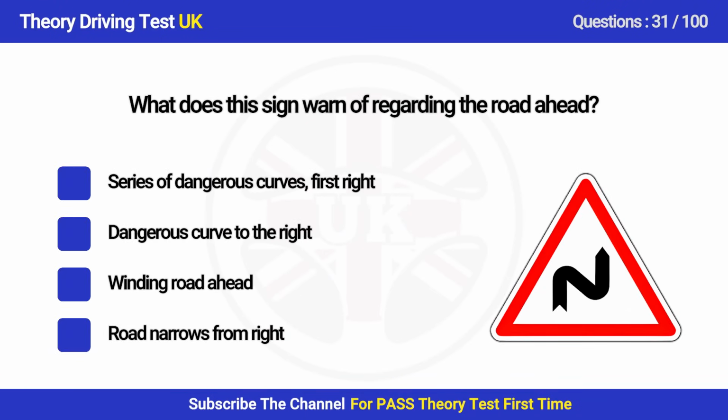Question 31. What does this sign warn of regarding the road ahead? A. Series of dangerous curves, first right. B. Dangerous curve to the right. C. Winding road ahead. D. Road narrows from right.